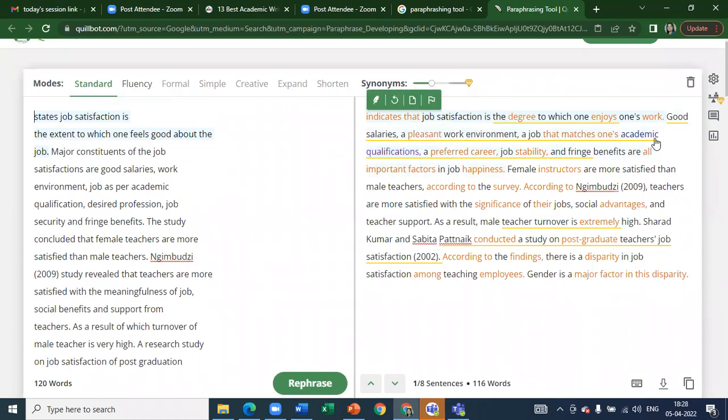तो इधर ही लिखा उन लोग ने. Good salary, pleasant work environment, a job that matches one's academic qualification, preferred career, job stability are all the important factors in job happiness. It changed the language of your paper.